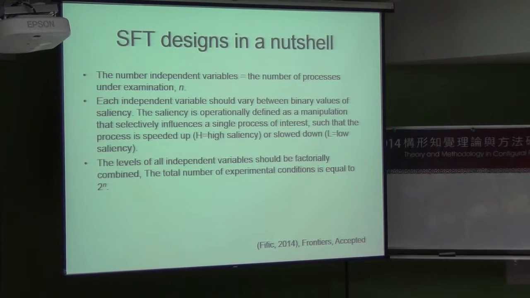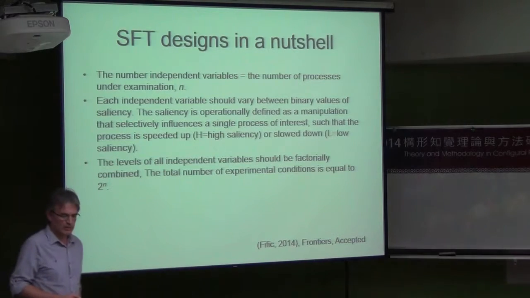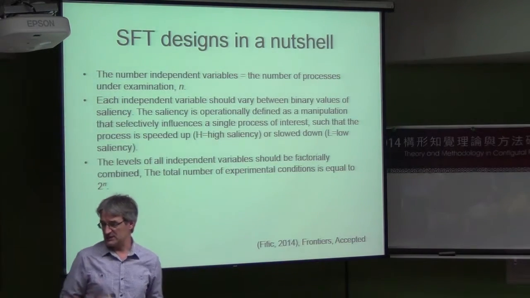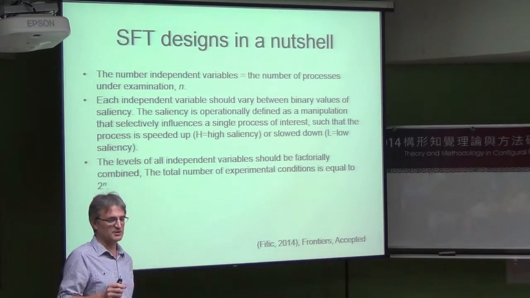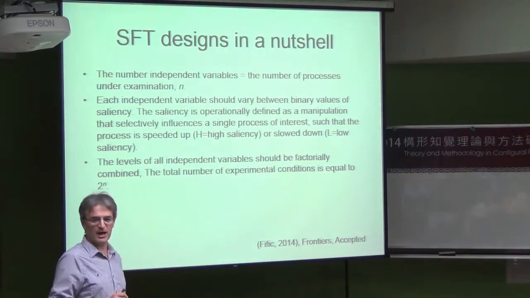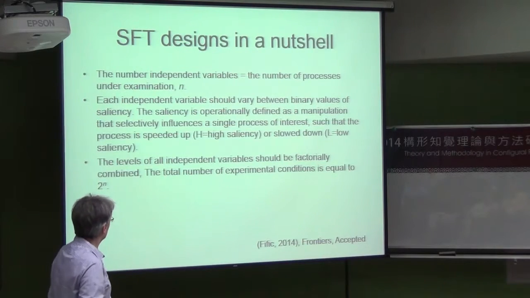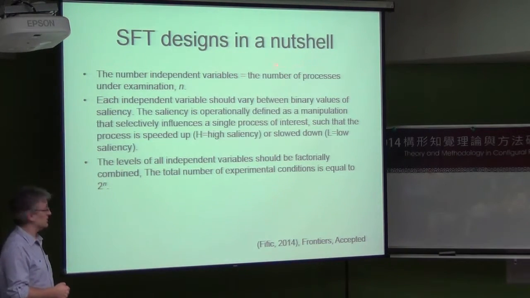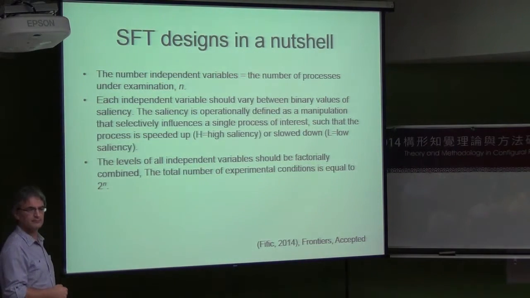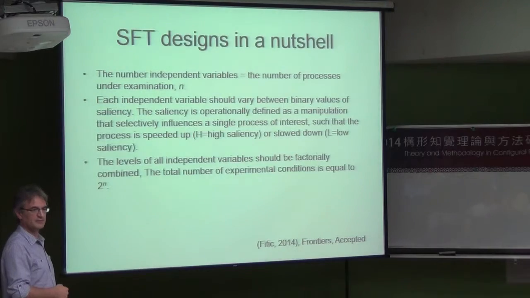So let's say that you would like to learn about n number of processes. You believe that the underlying structure has n processes, and you just need to identify them. Then your design, because now it's all about the experiment, should have n independent variables. And this is the first requirement.